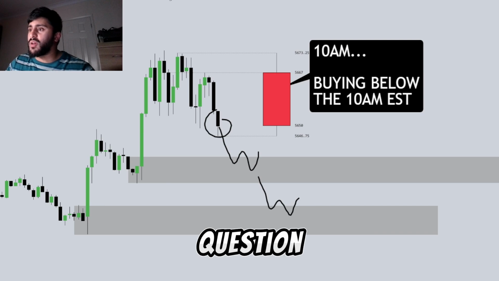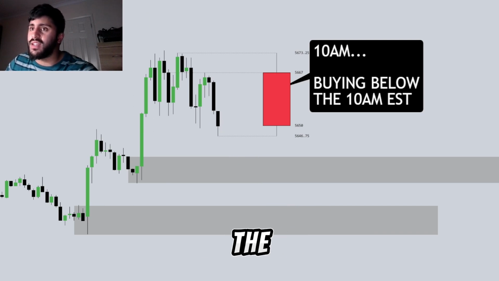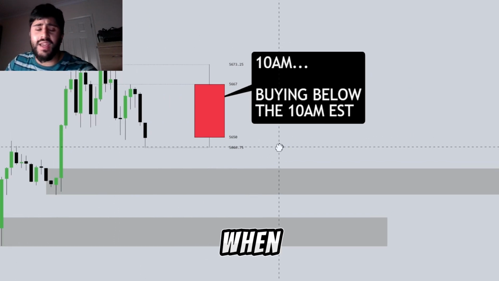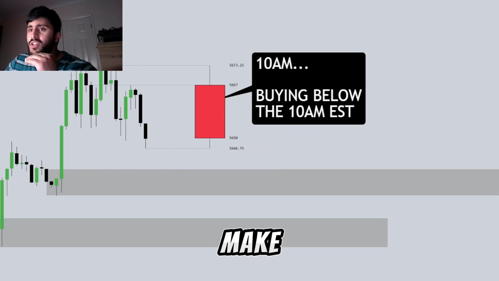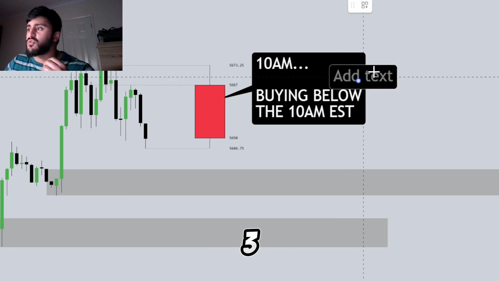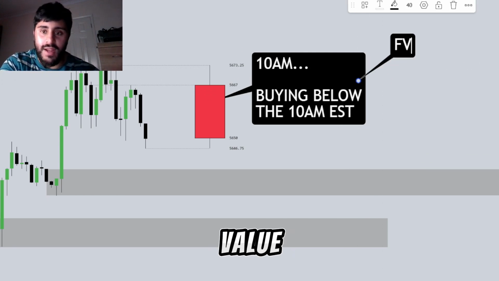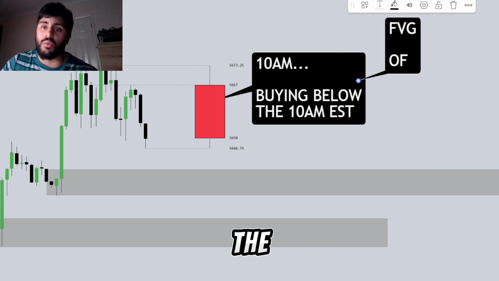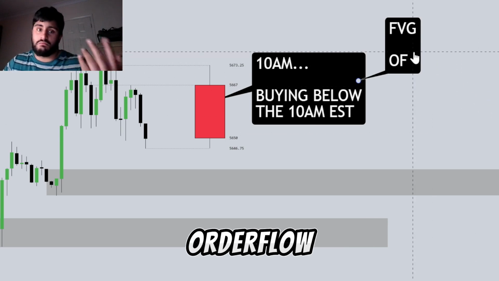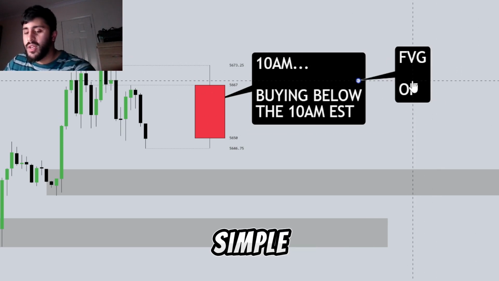So this is a great question, and we're going to be breaking this down. This is kind of the lower time frame mastery, right? But when it comes to power of three, you want to make sure you're not using the power of three blindly, right? Every single top power of three trader will be using it with fair value gaps, and they will be using it with the order flow, right? So without order flow, it's not going to work. It's that simple. So let's break this down.